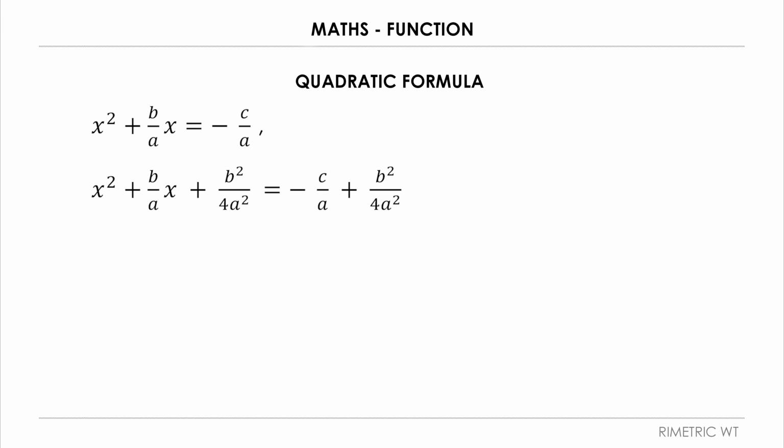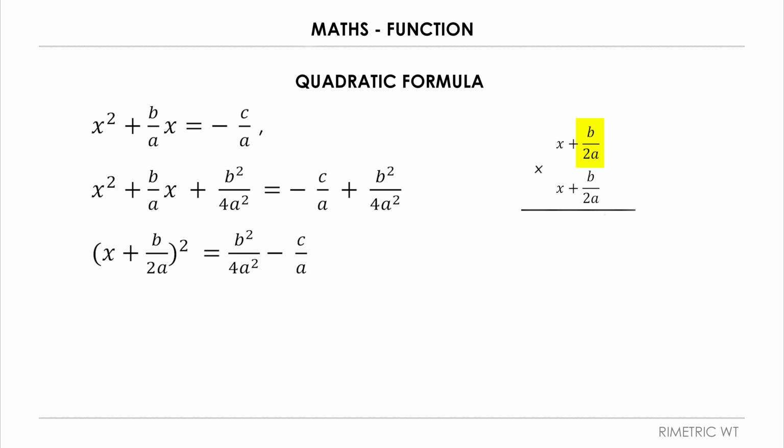Now we have x squared plus b over a x plus b squared over 4a squared equals negative c over a plus b squared over 4a squared. And the left side of the equation is now a perfect square of x plus b over 2a, where b over 2a is half of x's coefficient. We can check the perfect square by multiplying x plus b over 2a by itself. Here, b over 2a times b over 2a is b squared over 4a squared. b over 2a times x is b over 2a x. The same goes for x times b over 2a, and we write it here. And finally, when we multiply x by x, we get x squared.